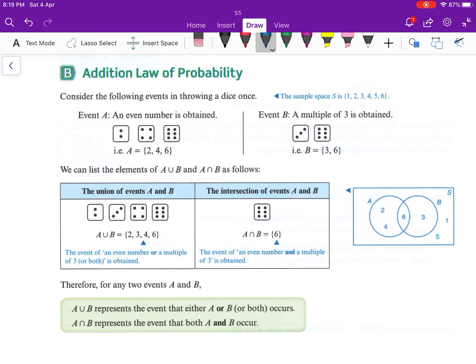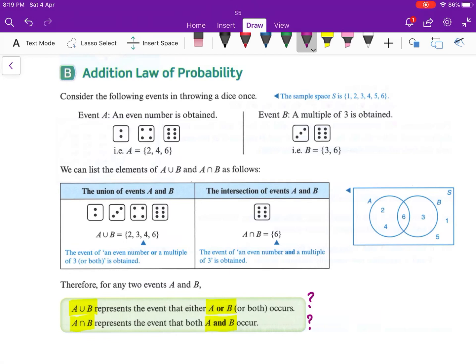Take a look at the wording first. A union B means or. If you're not familiar, just remember this is or, okay? We can call it A or B, otherwise you can call it A union B. So A or B happens. What does it mean? Later on we can explain. Another one is A and B, okay? How can we find the probability if A and B happen at the same time?